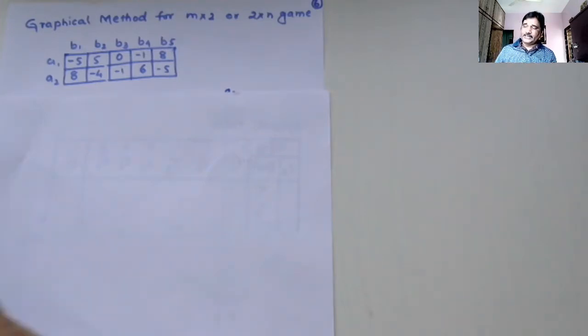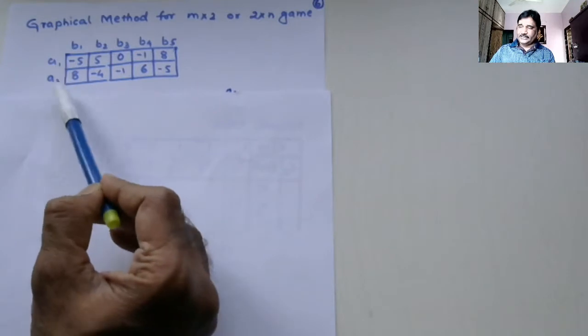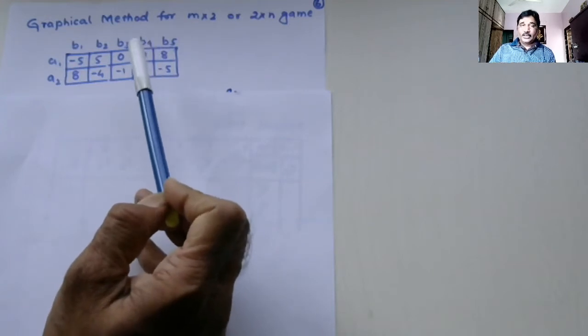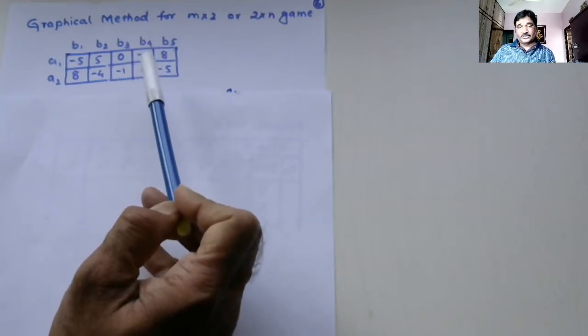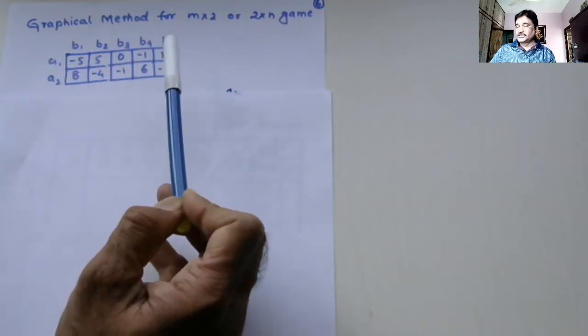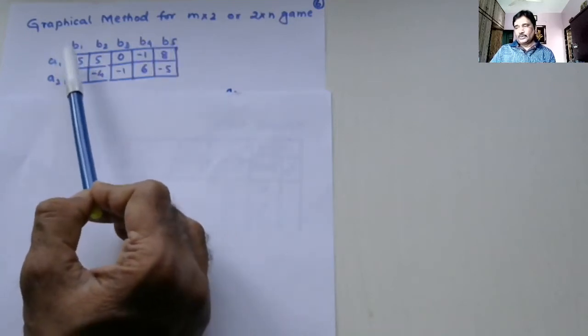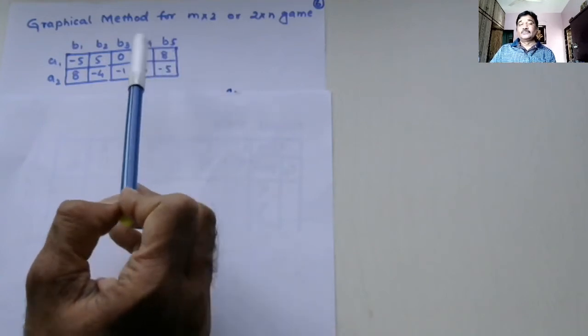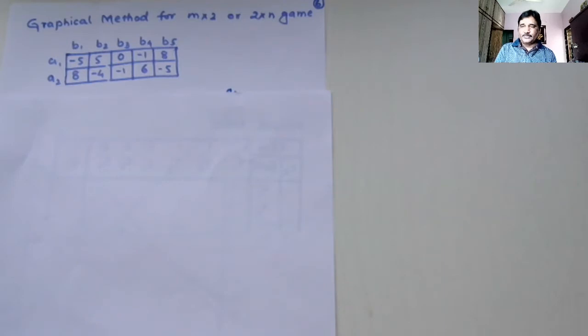So here is the problem. Player A has got two courses of action available, A1 and A2, and player B has got five courses of action. If we solve this problem by the method of subgames, assuming that this game doesn't get reduced by the dominance principle, you are left with five courses of action available to player B. Then 10 subgames will have to be solved, right? But in the graphical method you don't have to solve to that extent, okay.